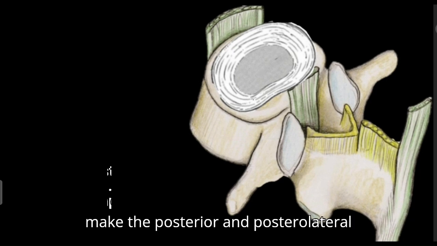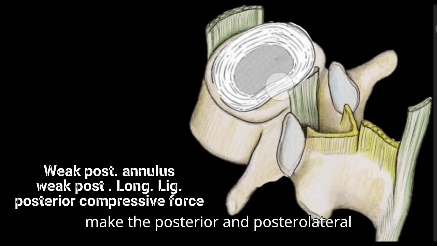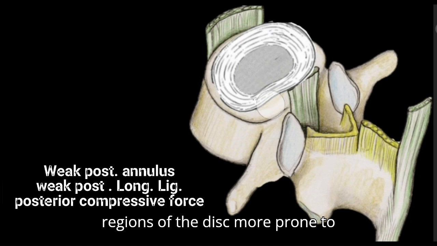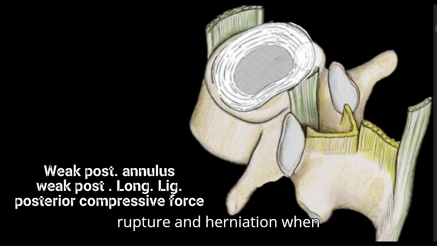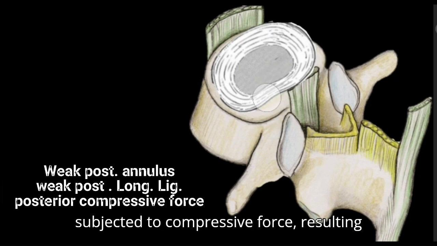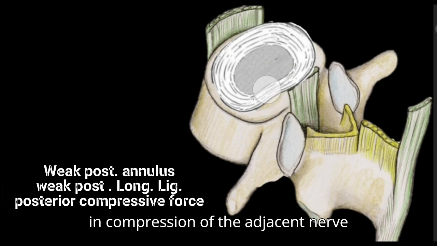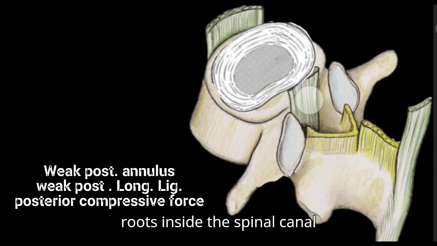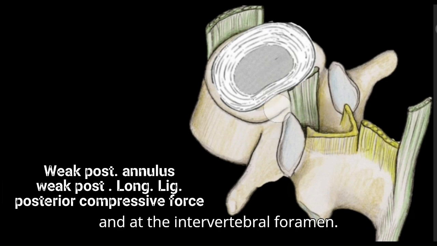These factors make the posterior and posterolateral regions of the disc more prone to rupture and herniation when subjected to compressive force, resulting in compression of the adjacent nerve roots inside the spinal canal and at the intervertebral foramen.